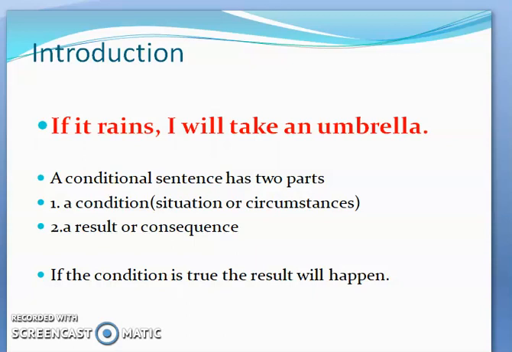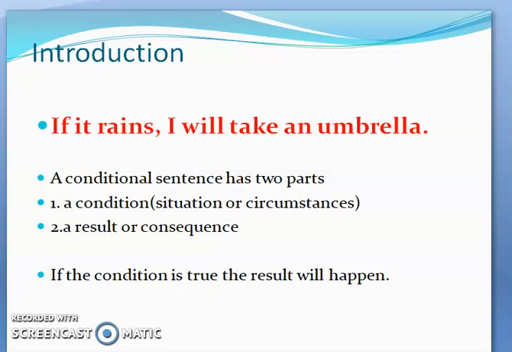In today's class, we are going to see the grammar topic conditional sentences. What is a conditional sentence? A conditional sentence is a sentence which has a conditional clause. Look at the example which is given here. If it rains, I will take an umbrella. This is called a conditional clause because it has a conditional sentence.